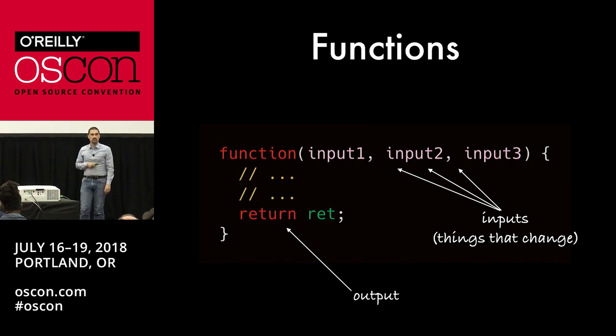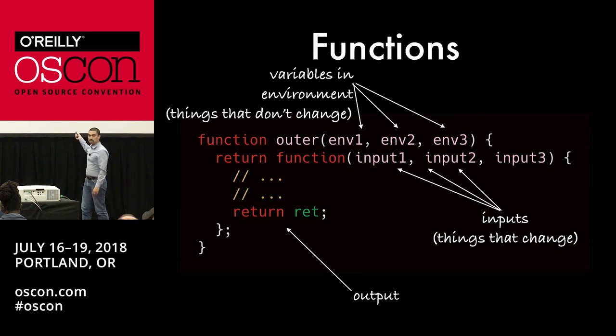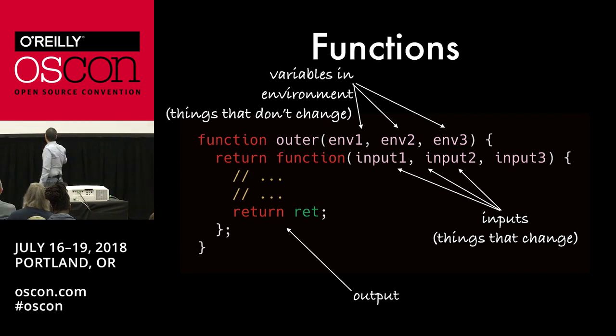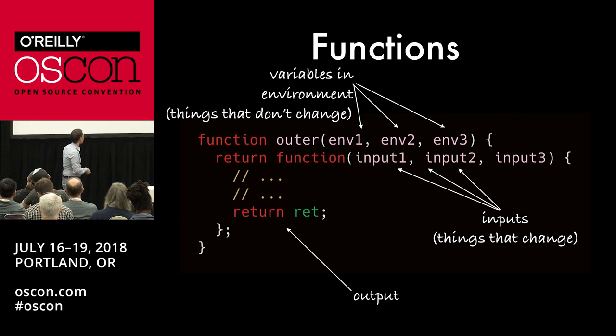Now we need something to represent things that don't change. We can do that by wrapping it in an outer function. And we'll have these variables that are in the environment, in the scope that function is defined in. And so nothing outside of the outer function can modify those variables after it's been called, right? Because they're in its scope. And if the internal function never changes them, we can say that they never change. So we've got a way to represent things that change, we've got a way to represent things that don't change, and then if we need it, we have an output.